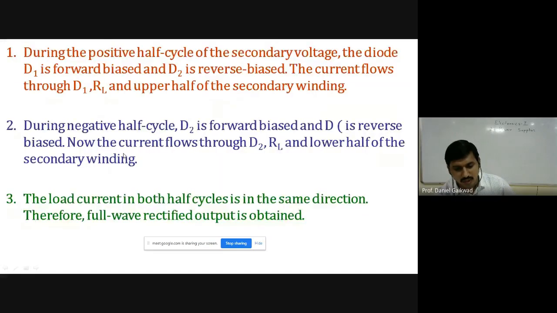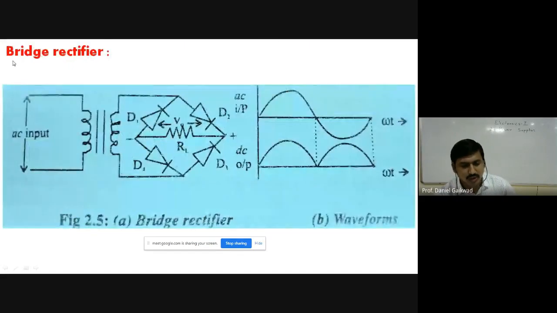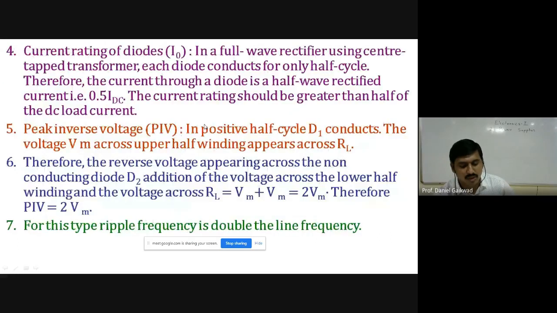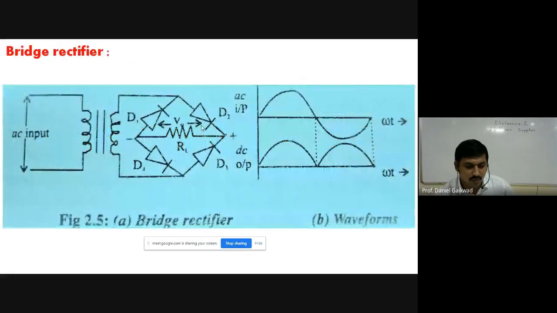In the next lecture, we begin with the bridge rectifier, in which we use 4 diodes, and the corresponding working of this bridge rectifier. Okay, so in the next lecture we begin with the next topic from power supply, that is the bridge rectifier.